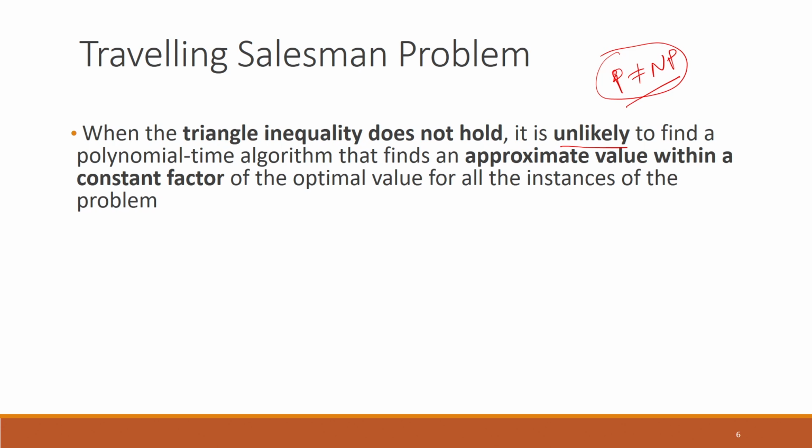So therefore, if it is true that P is not equal to NP, then when the triangle inequality does not hold, it is not possible to find a polynomial time algorithm that will approximate this optimization problem within a constant factor of the optimal value for all the instances of the problem. So what this result is saying is that for the cases when the triangle inequality does not hold, there is no such algorithm that can tell you that if your optimal value is say x, then you will have an algorithm that gives you a value at most kx, where k is a constant. Okay. So that k being a constant will not be possible.